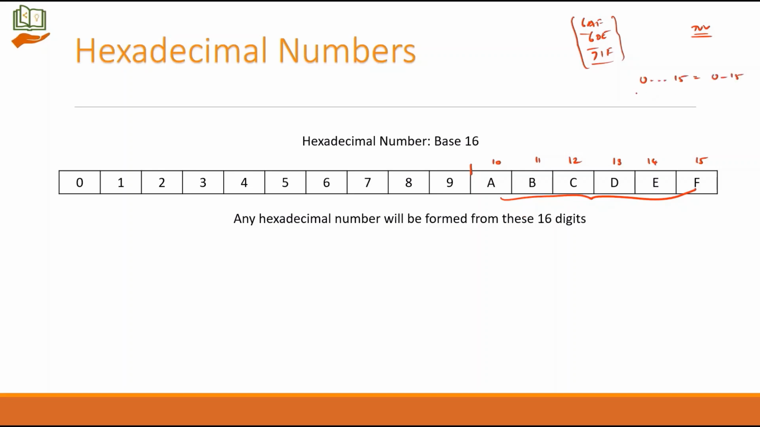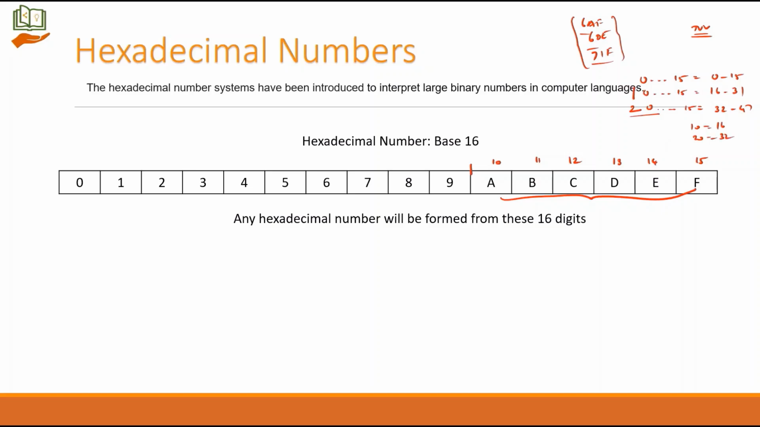What about 16? So 0 to 15 will be 16 to 31. Then 0 to 15 will be 32 to 47. So when we say it is 10, it is 16. When we say it is 20, it is 32. So these systems were also introduced to interpret large binary numbers in computer languages. In fact, computers' memory locations are usually represented using hexadecimal numbers for our own understanding.